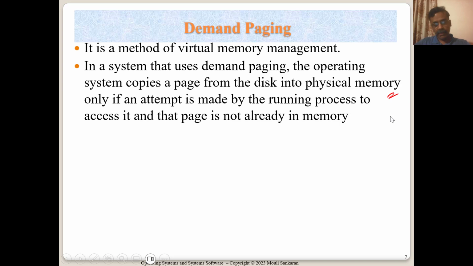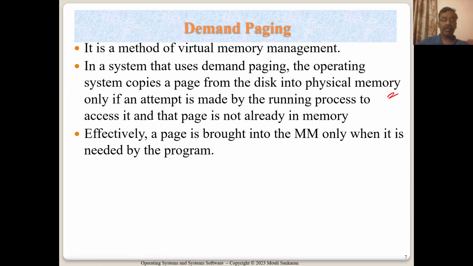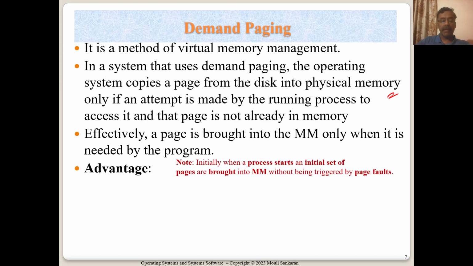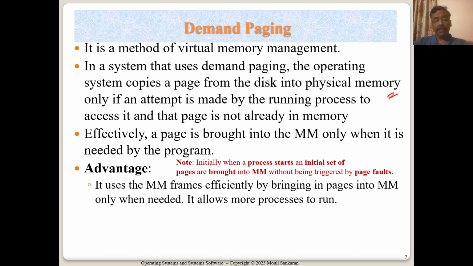If for some reason a particular page is not accessed at all, then it will never be brought into the main memory if it was not initially loaded. So it is brought only when it is needed, which is called demand paging. The advantage is that it uses the main memory frames efficiently. Only the required pages are brought for every process, so many processes can share the system and still be running without any problem.